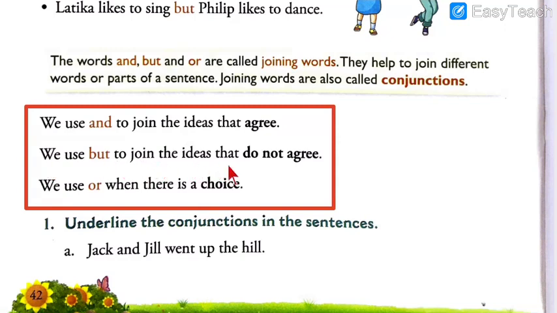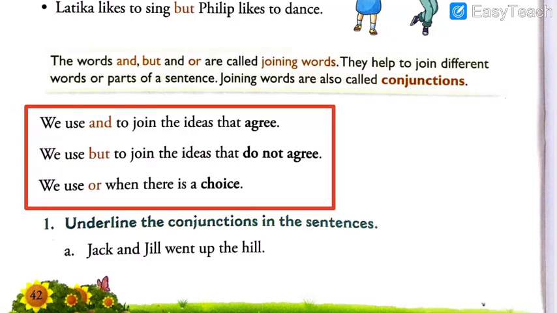We use but to join the ideas that do not agree, which is the opposite of and. You know, when you and your brother or your sister go to a restaurant or to any food shop, food court, anywhere, you give the order. Your brother says, I want to eat pasta. You say, but I don't like pasta. I want to eat pizza. Here the opposite views are there. Your ideas do not agree with each other, correct?